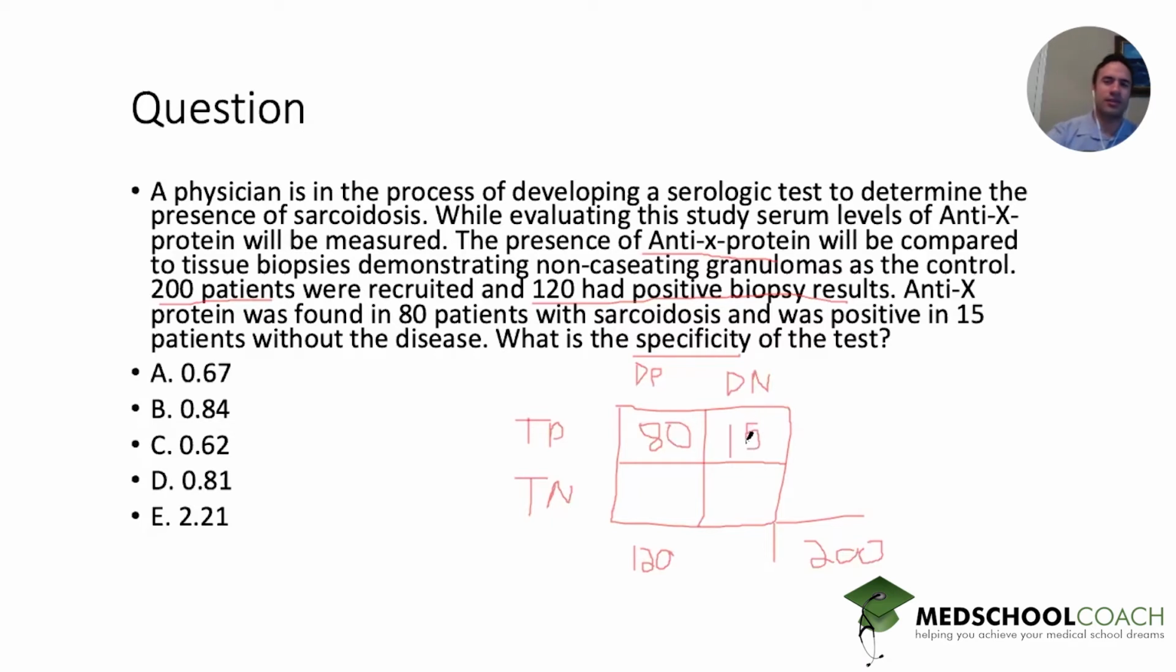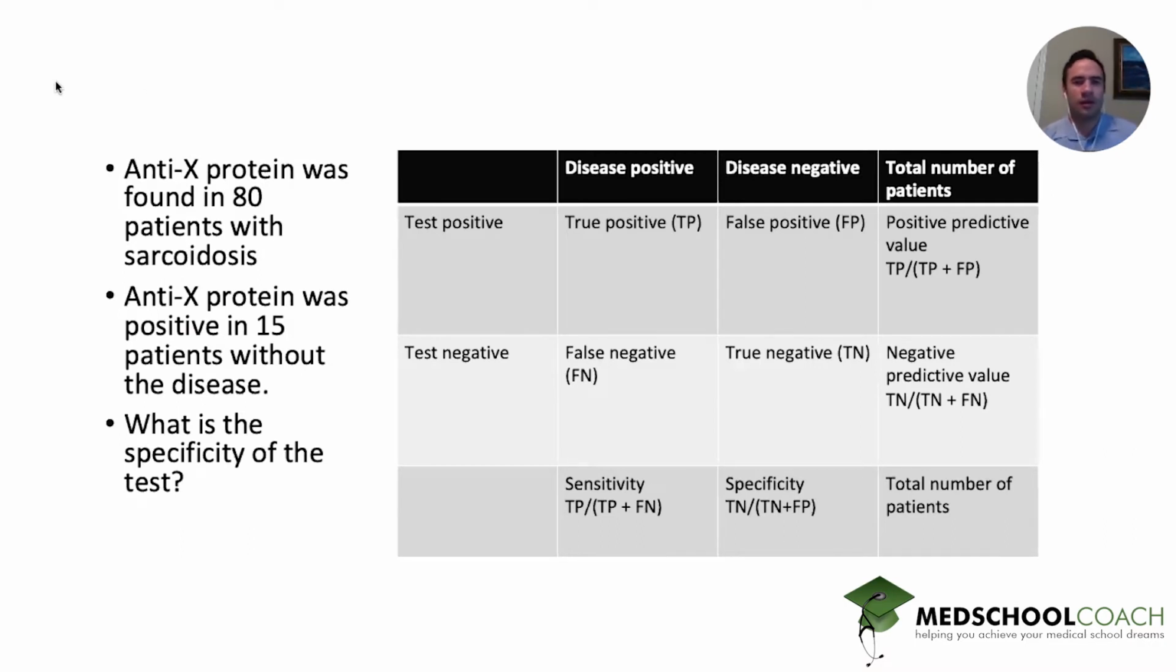And then we have to identify how we get the rest of this information filled out so we can get the specificity. Let's turn this table into a more formal table. All right, so we have, again, the first row, which the test is positive. Second row, test is negative. And then we have the first column, disease positive. And the second column, disease negative.